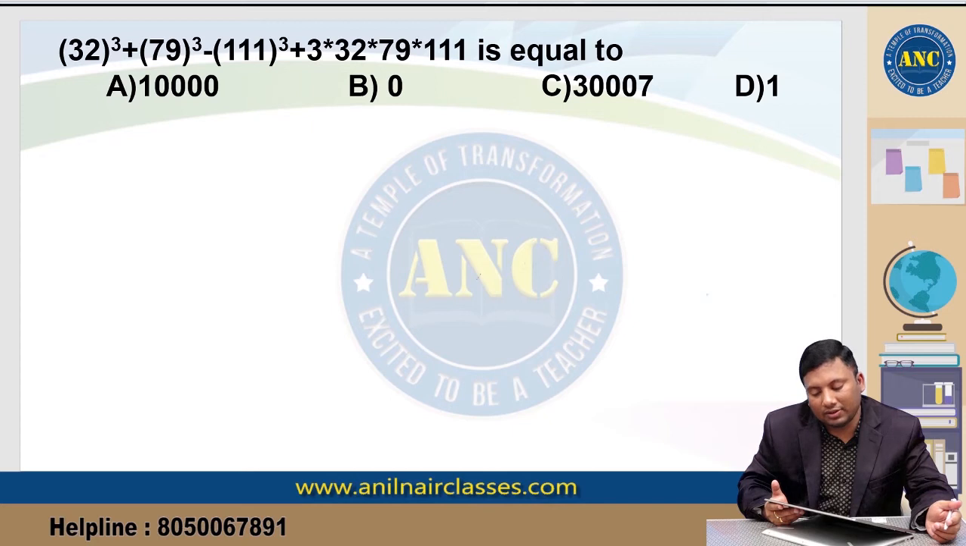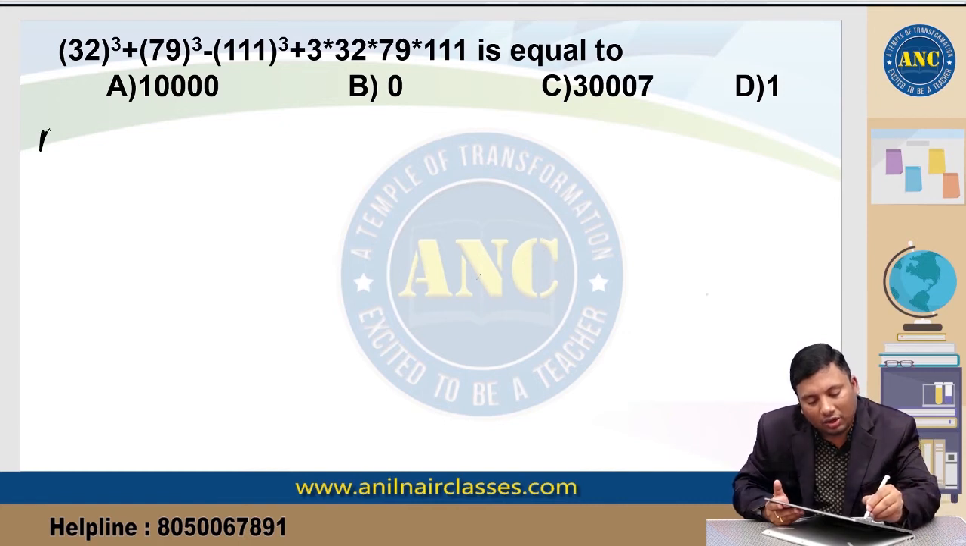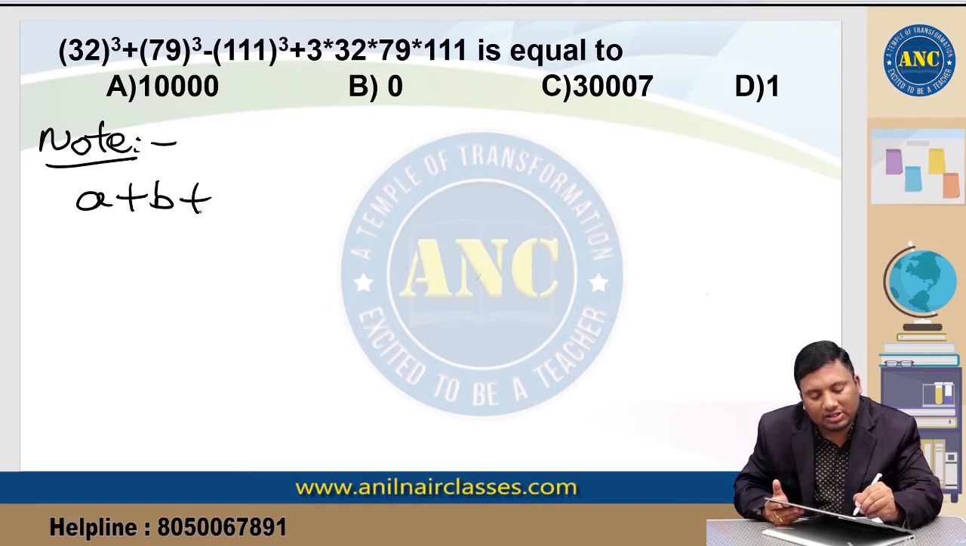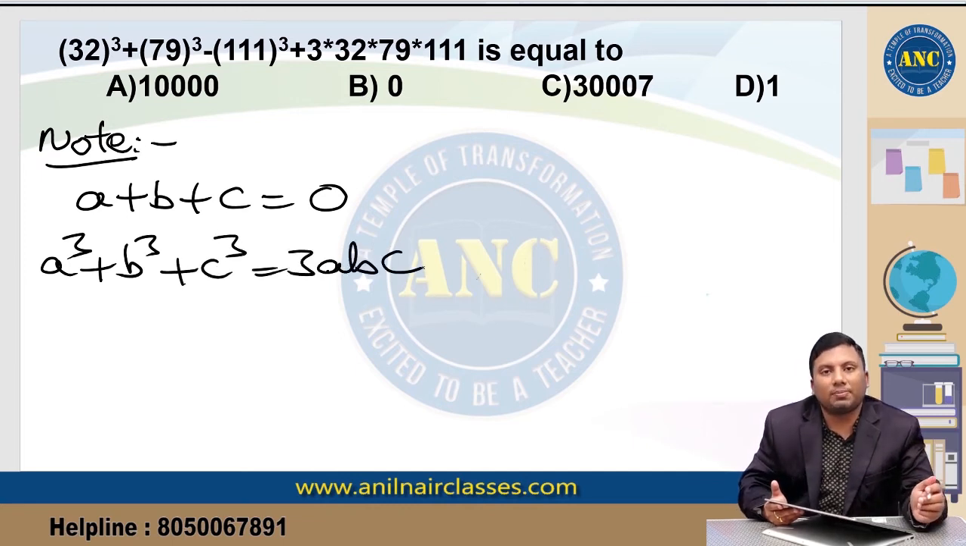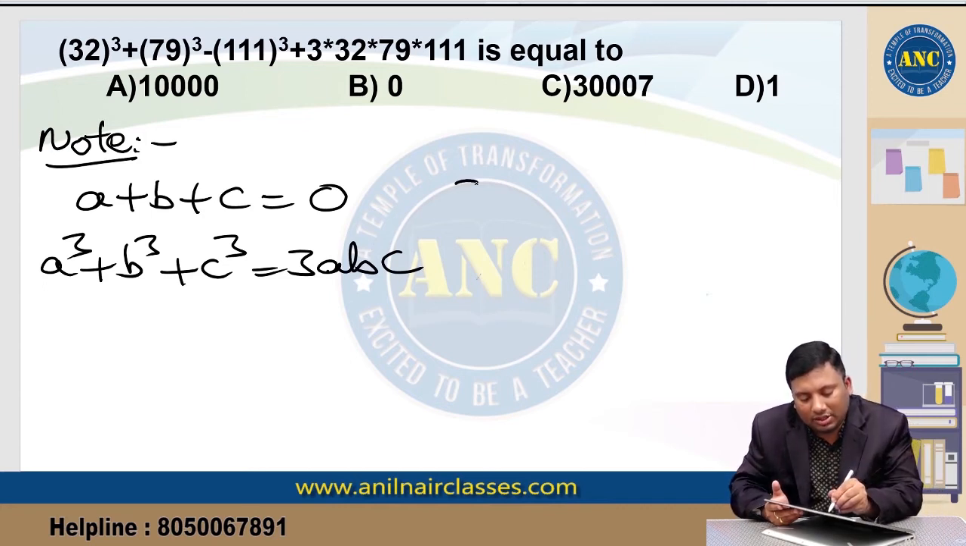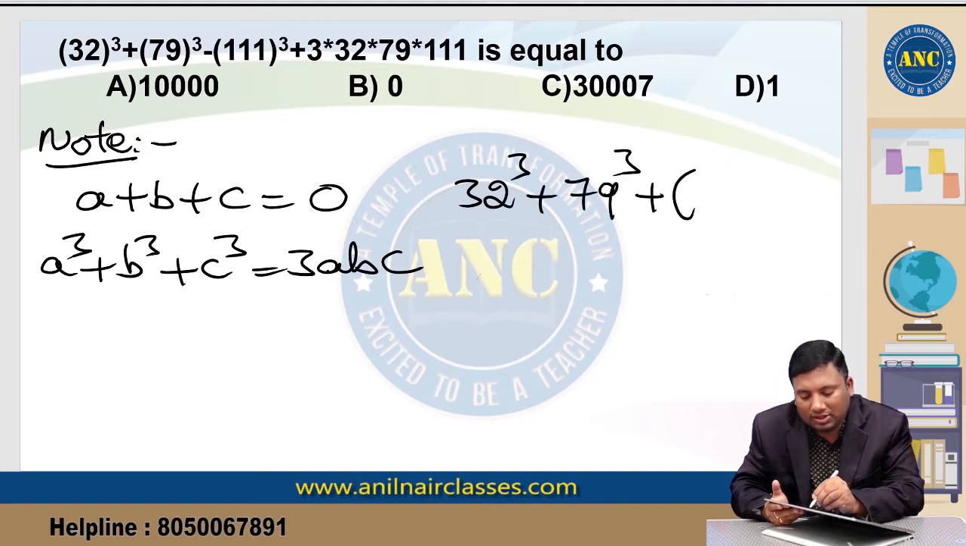32 cube plus 79 cube minus 111 cube plus 3abc. Now if you see here, note a plus b plus c is 0. If a plus b plus c is 0, a cube plus b cube plus c cube is 3abc. So 32 cube plus 79 cube plus minus 111 whole cube is 3abc.